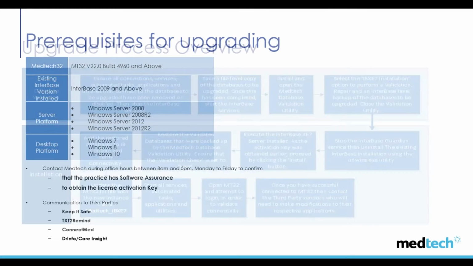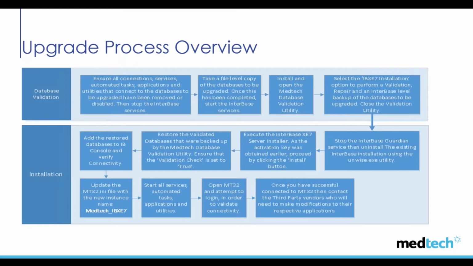Now I would like to present an overview of how this database validation and upgrade to Interbase XE 7 will progress. With reference to this process flow diagram, we can see that there are two phases. The first is the database validation phase, which covers the database validation and repair. The second is the installation phase, where we will be performing the upgrade to Interbase XE 7.